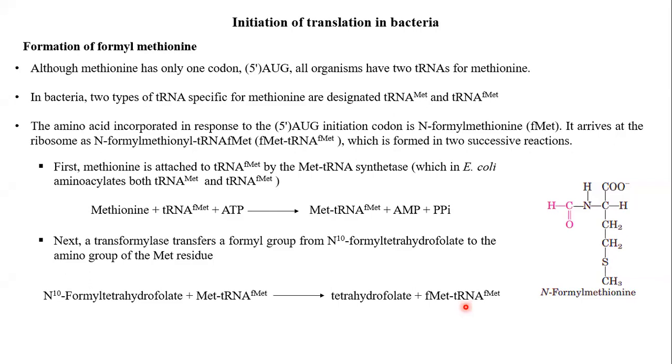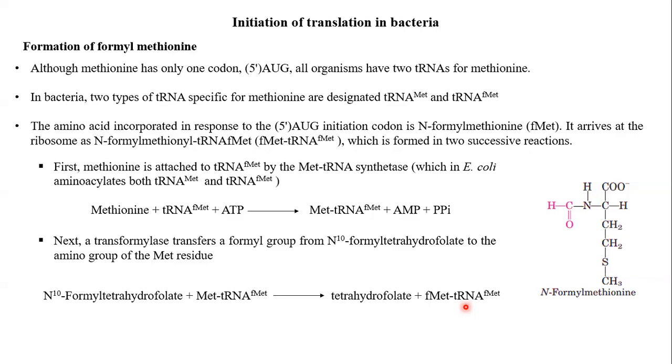Now, if you remember the general structure of mRNA, it has a 5' UTR, protein coding region, and 3' UTR. So first, the initiation codon, that is AUG, is the first codon of the protein coding region, and this AUG codes for methionine, right? Every organism has 2 transfer RNAs for methionine. Why 2? Because one will be exclusively used for initiation and the other will be used for the methionine which will come in between in the sequence of the polypeptide chain.